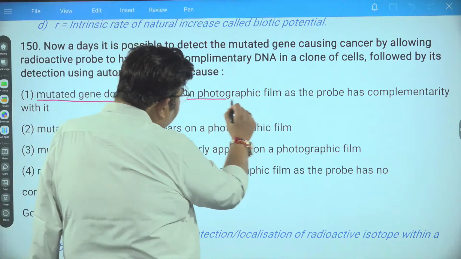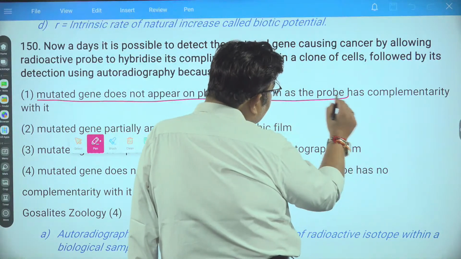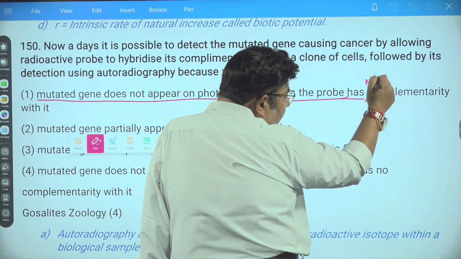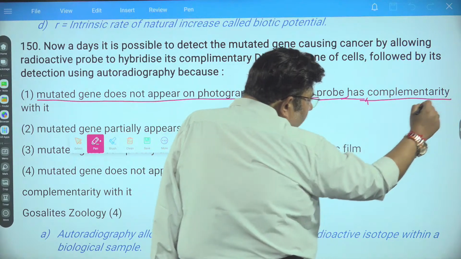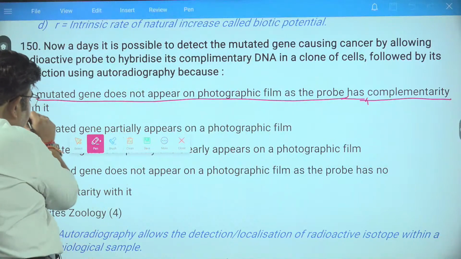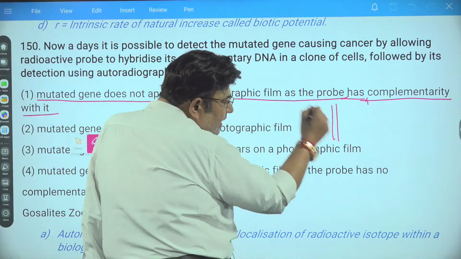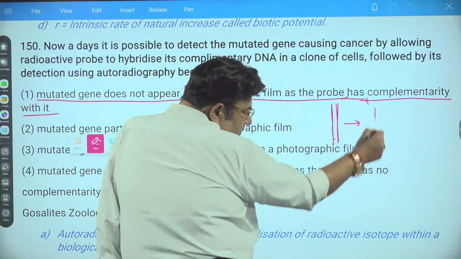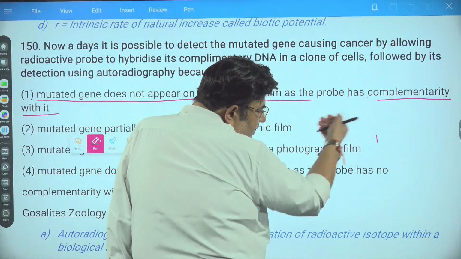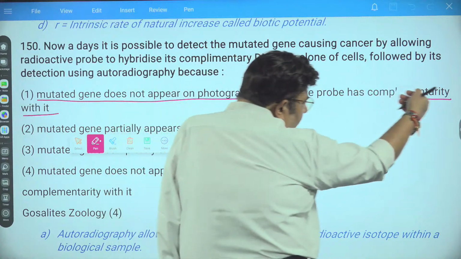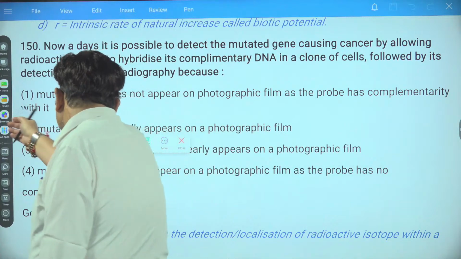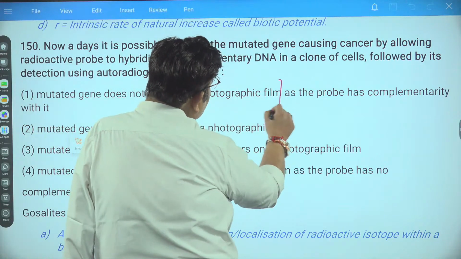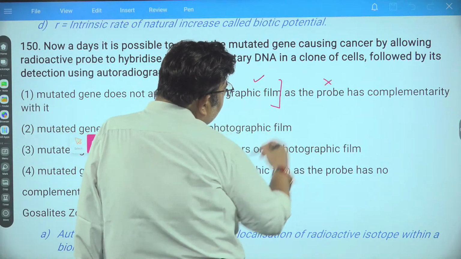Mutated gene does not appear on the photographic film as the probe has no complementarity. Why is it not appearing? Because the probe has no complementarity. The option says the probe has complementarity. If the probe is complementary, they both will hybridize, my beta, and if both are hybridized, the probe is present and will give some mark. So this statement is partially correct. Up to here it is correct. After that it is wrong.